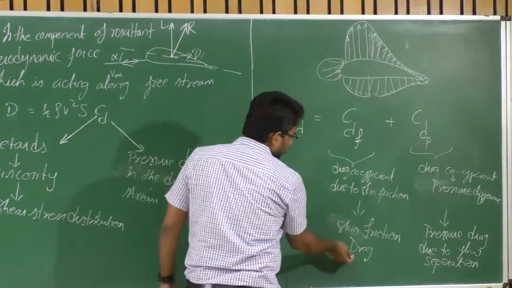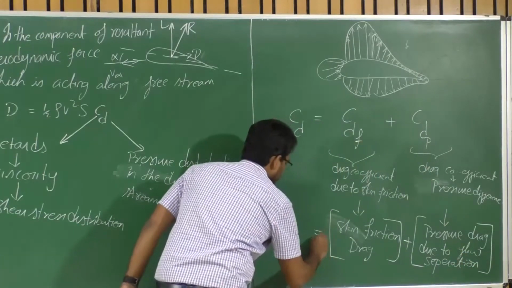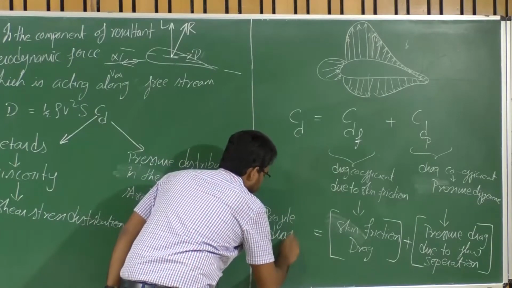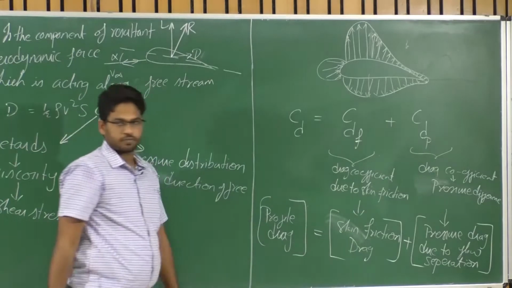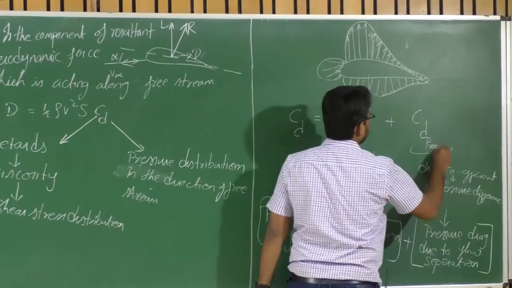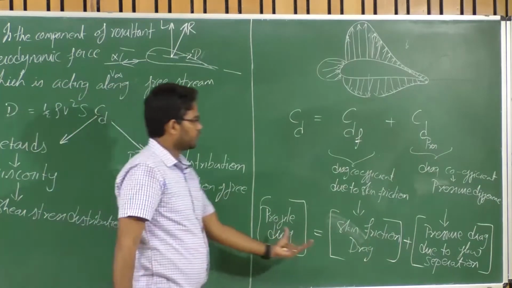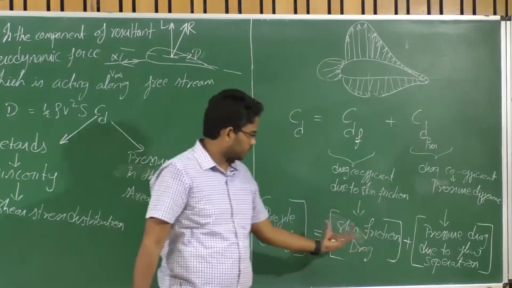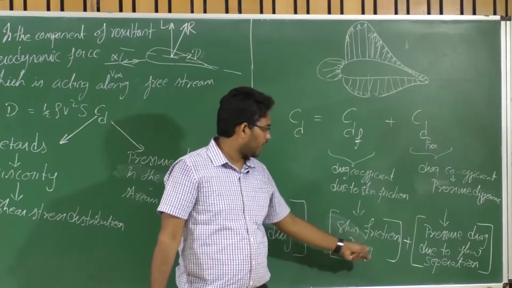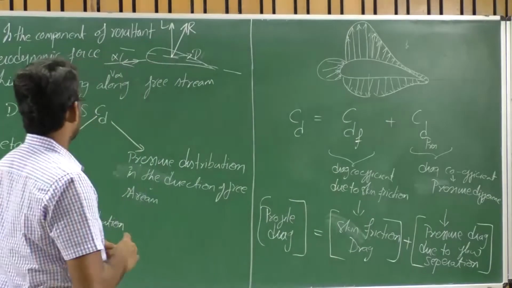These two together, skin friction drag and pressure drag due to flow separation, are known as profile drag. So the CD pressure. For an aerofoil, these are the only two contributions: the two contributors to the drag for an aerofoil are the skin friction drag as well as the pressure drag due to flow separation.